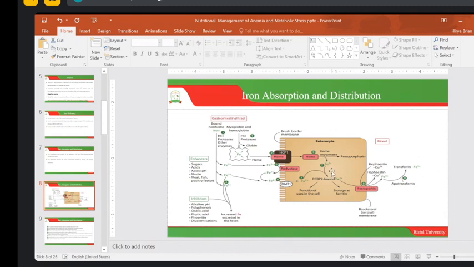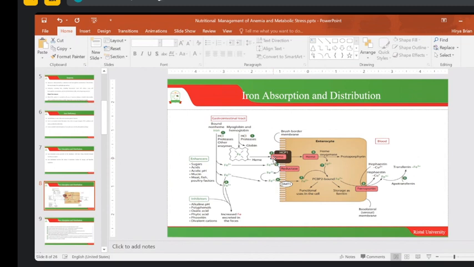But a key point to note: we have what we call non-heme iron. This non-heme iron is the iron that we get from plant sources, the dark green leafy vegetables. And heme iron, which binds to myoglobin and hemoglobin, is the iron that we get from animal sources.